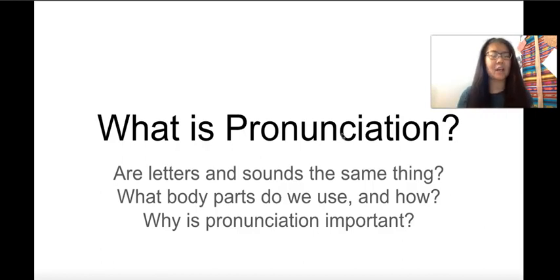Hello, students. We're going to start talking about pronunciation, right? So we're going to talk about why pronunciation is important. What is the difference between letters and the sounds that they make? How do we know what sound to make when we see a letter that maybe has more than one sound, like vowels? And also, what parts of the body, usually what parts of our mouth, do we use to pronounce letters and words correctly? And how do we use them?